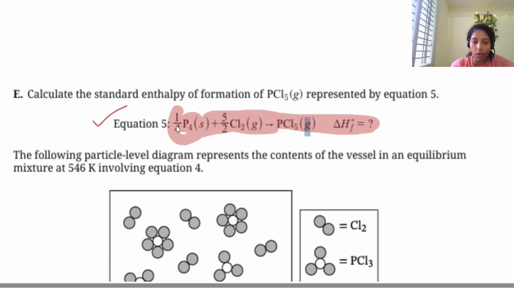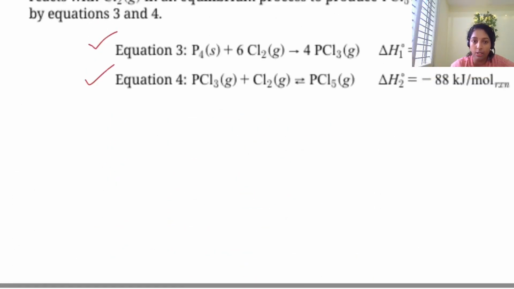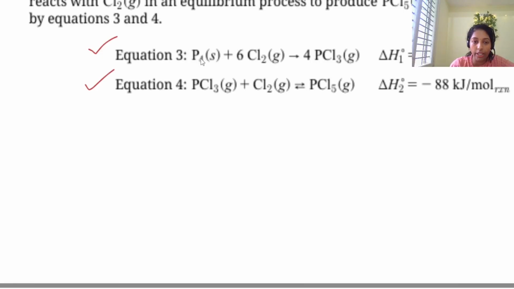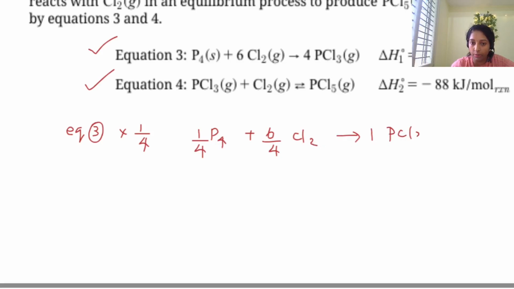How do you apply it? You need to build this reaction from the set of reactions. So we need 1 over 4 P4. Let's see in the top, is there any equation containing P4? Yes, equation 3 contains P4. So equation 3 multiplied by 1 over 4. So 1 over 4 P4, 6 over 4 Cl2, and 4 over 4 means 1 PCl3. And this one I can write as 3 over 2. Isn't it?